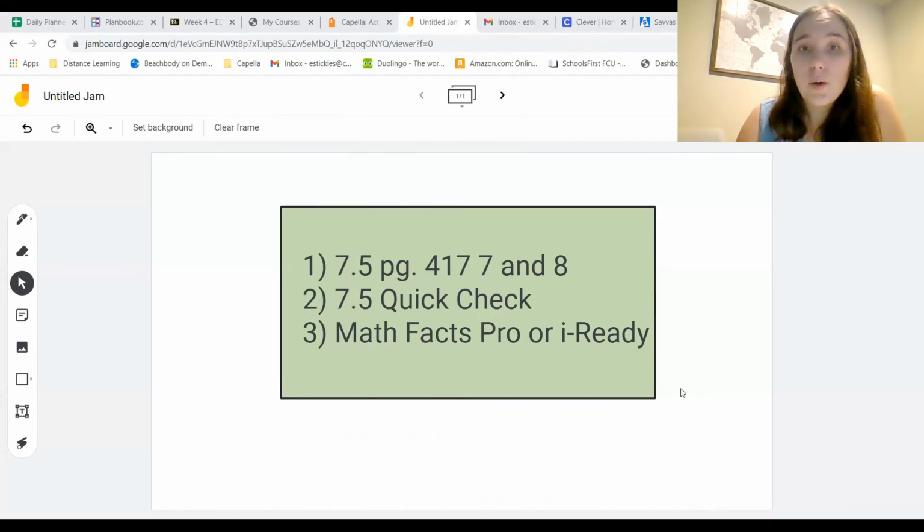Let's go look at your homework for today. Okay, here's your homework for today, friends. I want you to go back into the pages that we were just on in our workbooks, page 417, and just do 2 problems. So you're going to do numbers 7 and 8, and they're actually on page 418, but we started our problems on 417. So you're going to go do numbers 7 and 8, which are the only 2 left, and then you're going to go do your quick check. And then after that, you're going to go spend some time on Math Facts Pro. But if you're in my class, you're going to go hop on iReady today, okay?